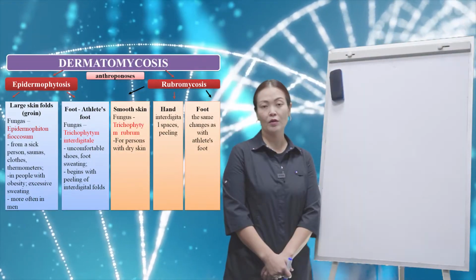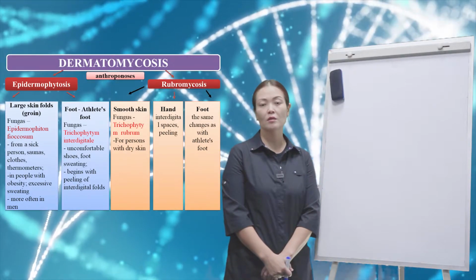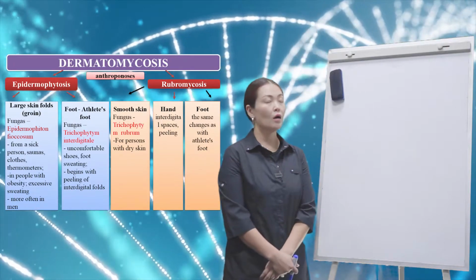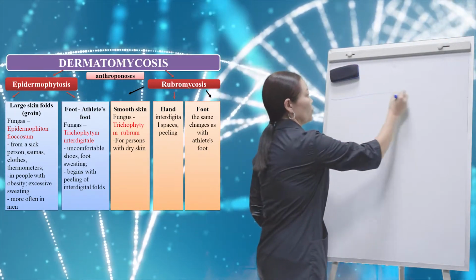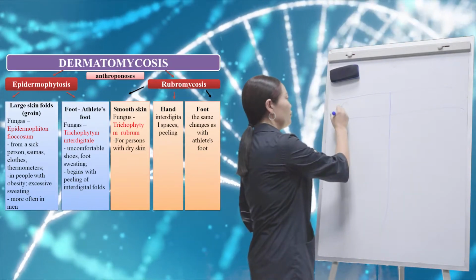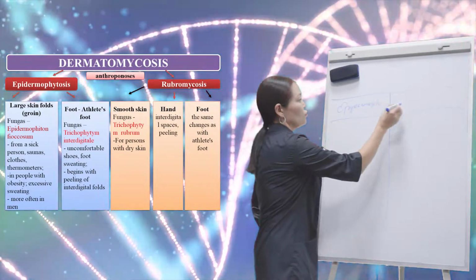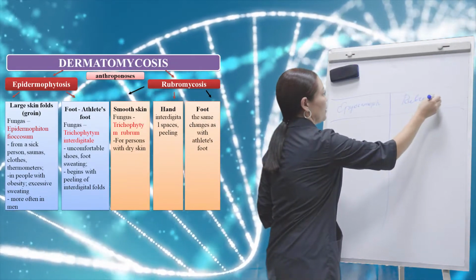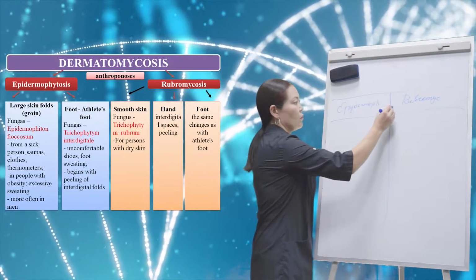The second group of fungal infections which we should discuss today we call dermatomycosis, and in dermatomycosis we can identify 4 subgroups. The first subgroup in dermatomycosis diseases we divide like epidermophyte and rubromycosis. We say that both of these types of diseases can be only anthroponosis.